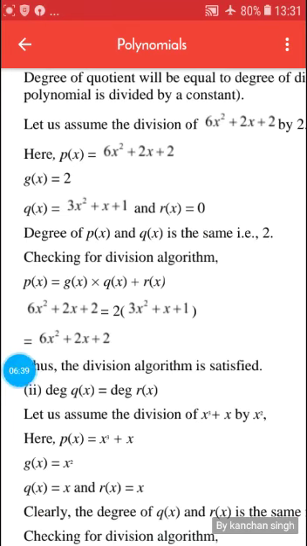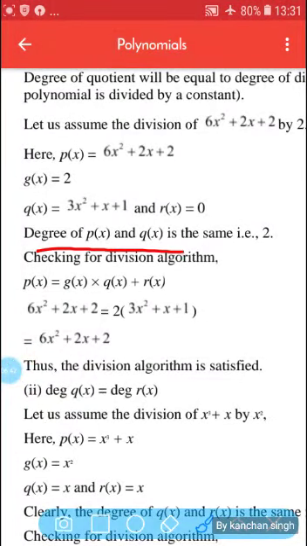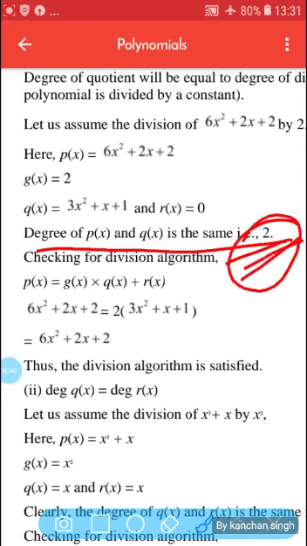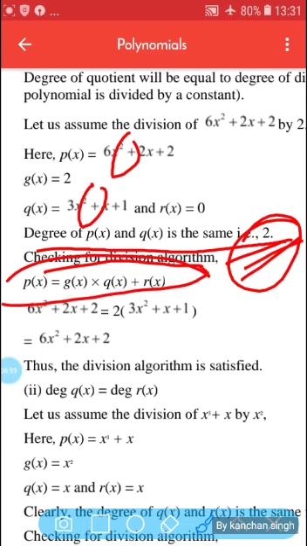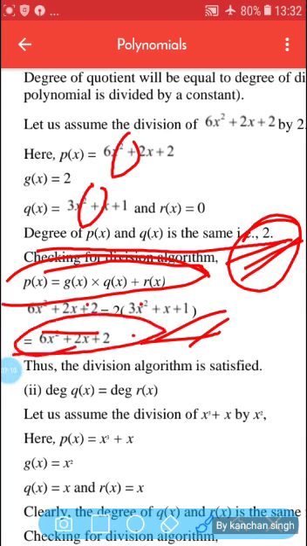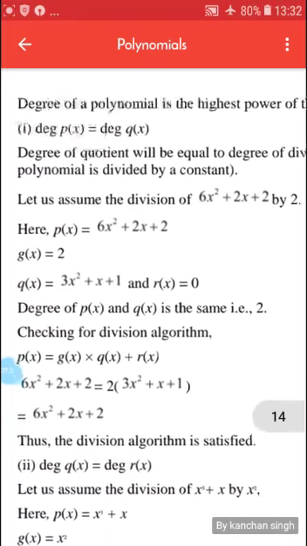Is that okay? So here we are observing degree of p(x) and q(x) is the same, that is 2. We are following the pattern that we want. So after checking, just check whether this follows the division algorithm. p(x) is equal to g(x) into q(x). So g(x) is 2 and q(x) we got 3x square plus x plus 1. After solving, our result is equal to p(x), and degree of p(x) is equal to degree of q(x). Hope this part is clear to you.